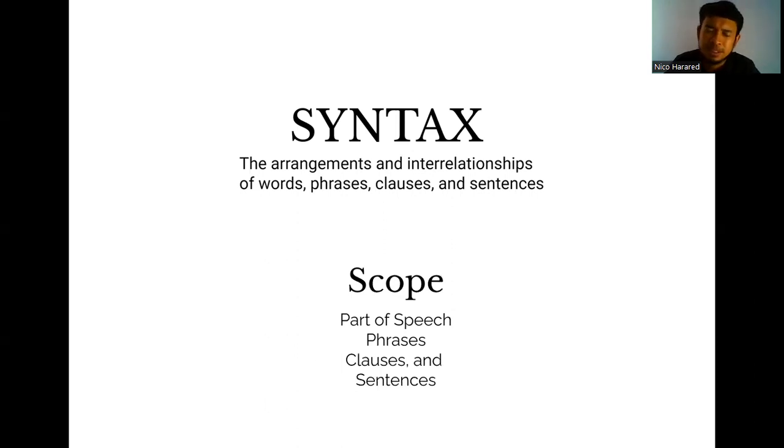Syntax is one of the macro linguistics aspects. If you still remember the previous material in English linguistics, we have phonetics, phonology, and morphology. They are micro linguistics. So when we talk about syntax, syntax is one of the examples of macro linguistics.